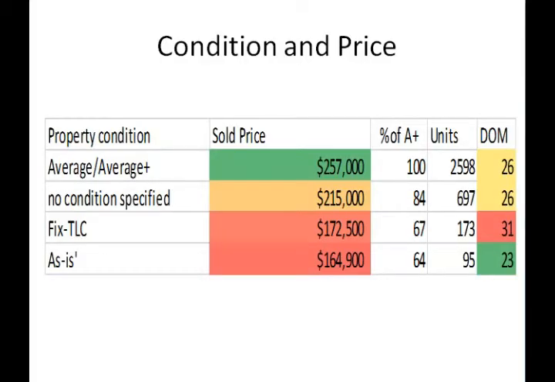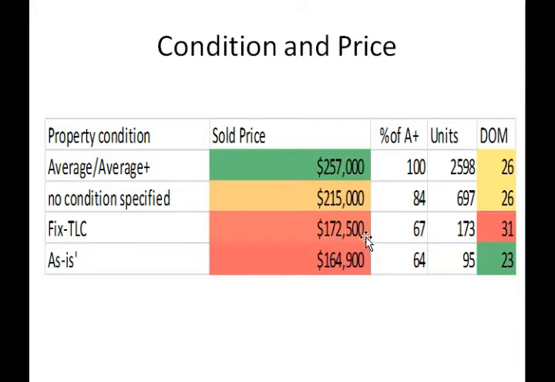So finally, let's talk about how condition tends to affect the price. Now, this is not a cause, it's an effect, but it's very interesting. So in the data set I studied for the same types of properties, the average plus properties had a median sale price of around $257,000. Then you see as we go down in condition, they're lower values.